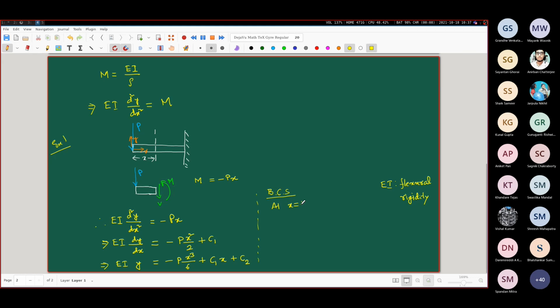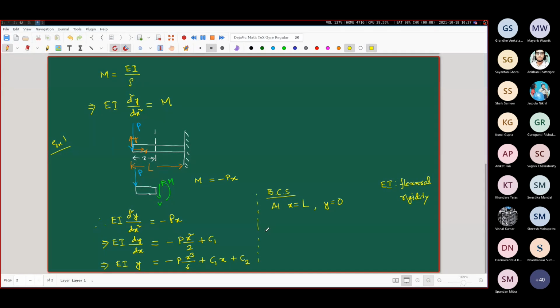So at x equal to L, the point where this beam is attached to the wall. Please understand that this entire length is L. At x equal to L, we have y equal to 0. That is a guaranteed fact because it is fixed to the wall. There is no chance of any deflection either in the positive y direction or in the negative y direction for this beam. So y is equal to 0.